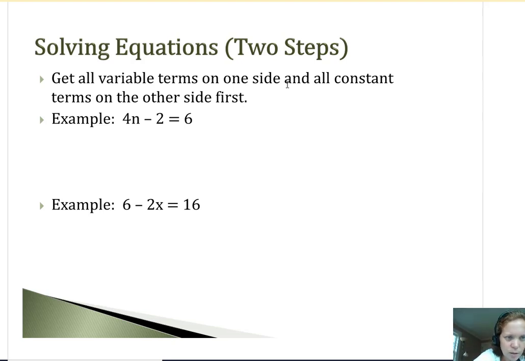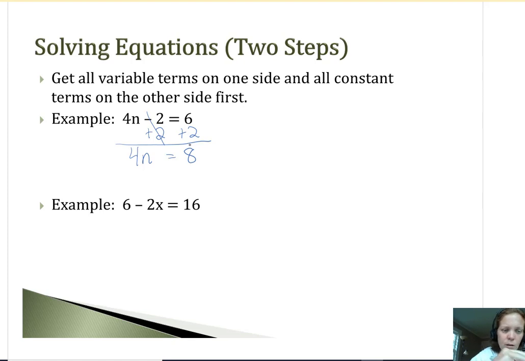If I'm trying to get this n alone, think of it like I need to move that 4 and I need to move the minus 2. But that 4 is attached to the n, so we need to move the minus 2 first. Since this is subtract 2, I'm going to do the opposite of subtraction and add 2 to both sides. So 4n equals 6 plus 2 is 8.